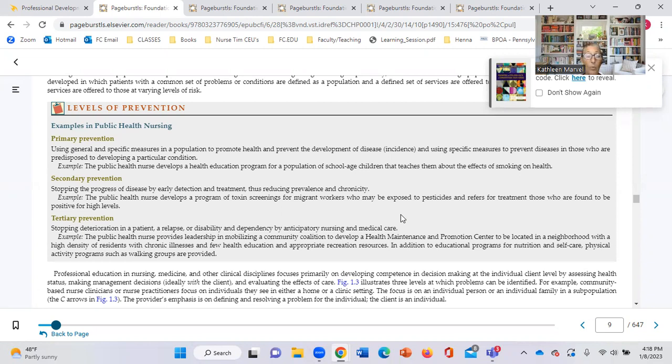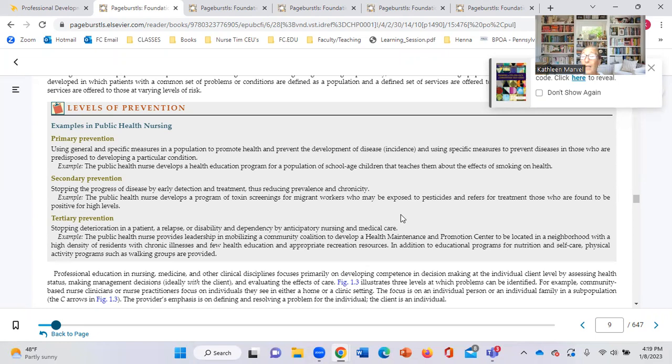Okay, so an example would be the public health nurse develops a program of toxin screening for migrant workers who may be exposed to pesticides. Okay, and if they have been exposed to pesticides, we're going to refer them to treatment to hopefully prevent them from, yes, they've been exposed, but we can reverse that instead of a full-blown exposure, which would be tertiary. Okay, so we're trying to stop the progress of, in this case, the exposure to pesticides.